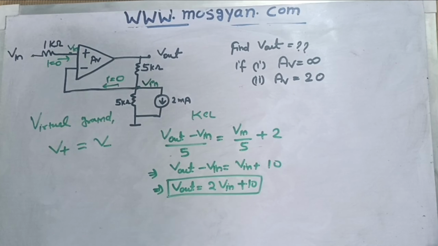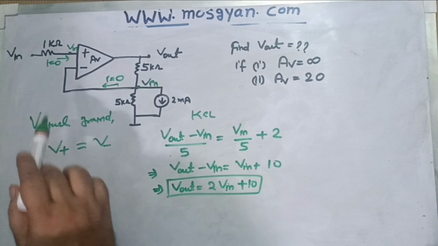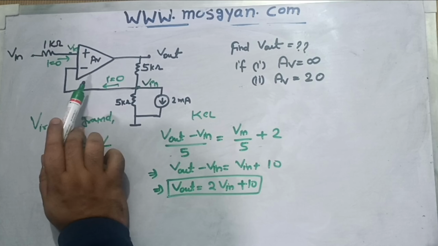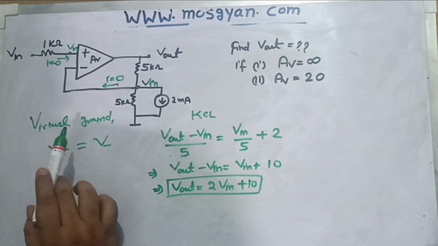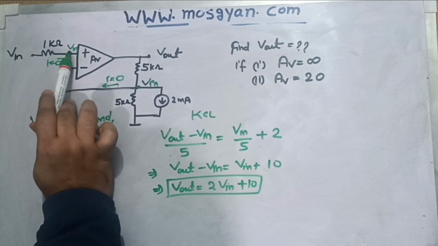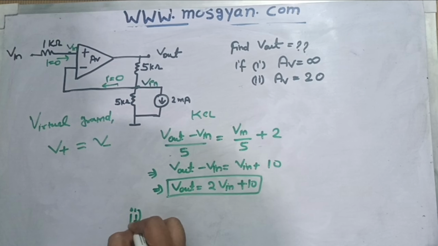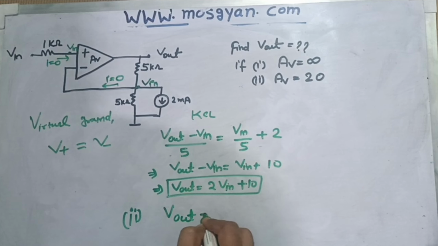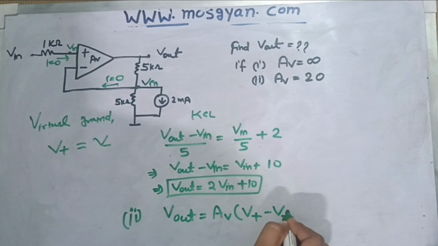Now we need to solve this question again, but now we need to consider that instead of infinite, the gain is 20. As soon as we make this a practical op amp with a finite gain, we cannot apply the virtual ground concept in that case. That means we can't say this terminal voltage would be the same as this one. So for the second case, we know that V out can be written as K times (V plus minus V minus).